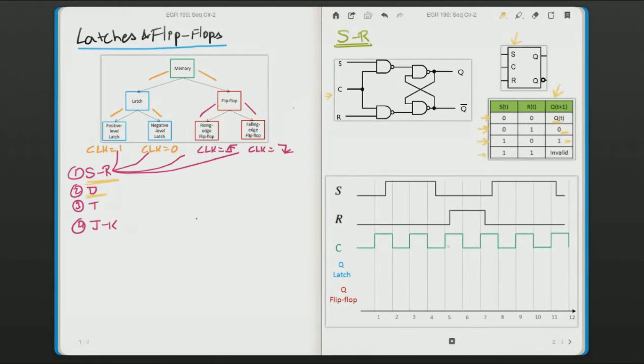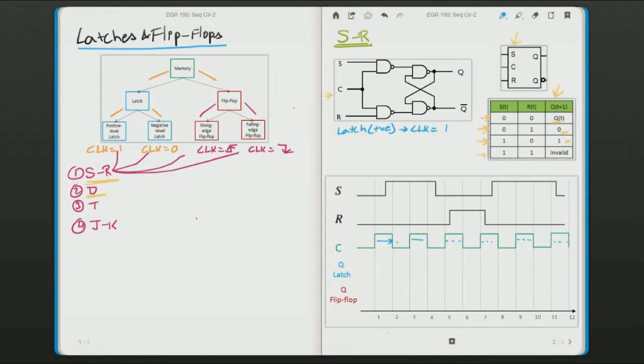Now, on the bottom, I have a simple waveform for SR, and my C is my clock. I want to draw these latch output and the flip-flop output. So let's look here. For latch, when does the output change? We have a positive level latch, so output changes when clock is 1, right? So what happens when clock is 0? It retains the previous value. So let's see here. My clock is 1 at this time, during time 1 to 2, during time 3 to 4, during 5 to 6, 7 to 8, 9 to 10, and so on and so forth.